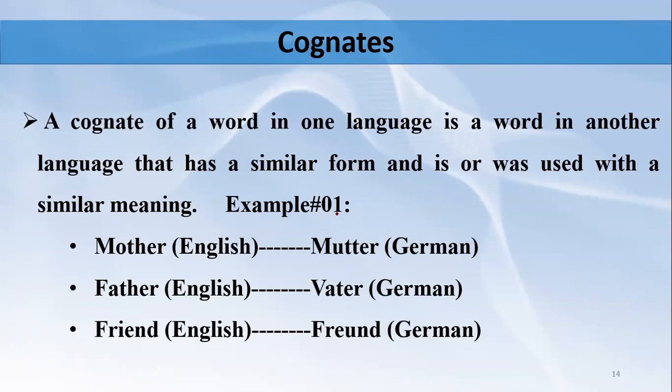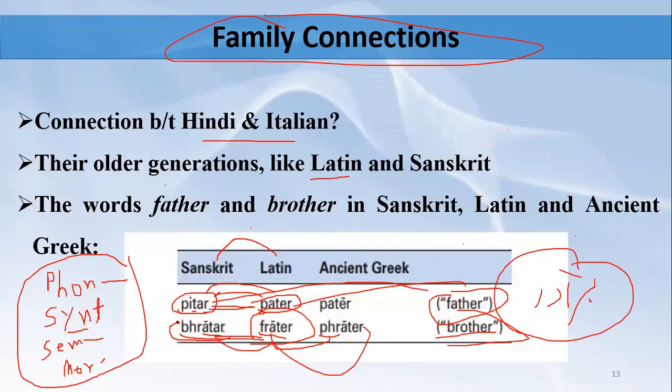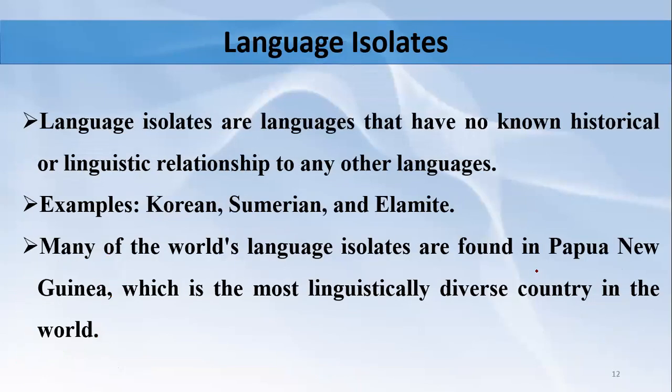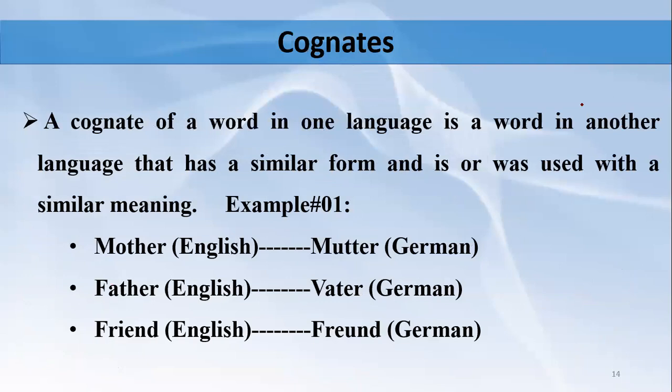Good, fine, good. Let's move to cognates. We already talked about these words. Brother and father, father and brother. Similarly, birader, an example from the Urdu language. Now, if we look at all these words, we have the concept of cognates here.